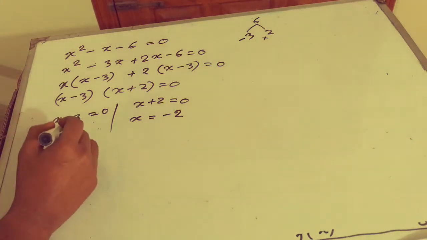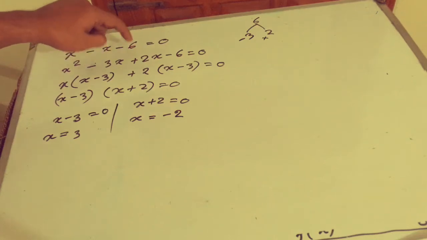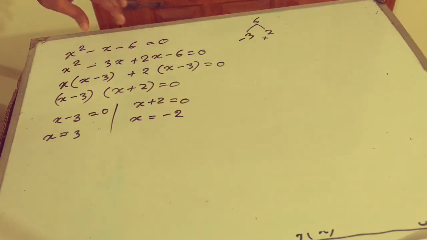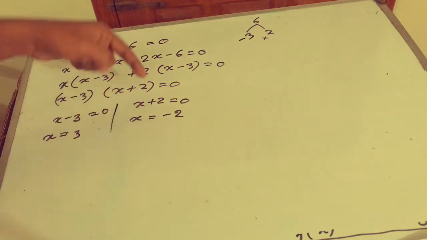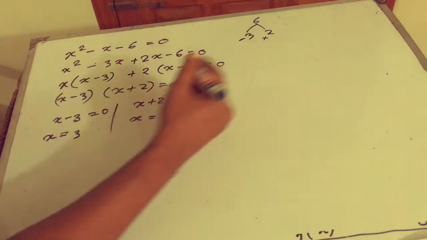What do x equals 3 and x equals minus 2 mean? It means if we plug in 3 for x here, square it, and do the calculation, our answer will be 0. That means if we put x equals 3 in this equation, the answer comes 0. If we put minus 2 also, it comes 0. This is how we validate the given equation.